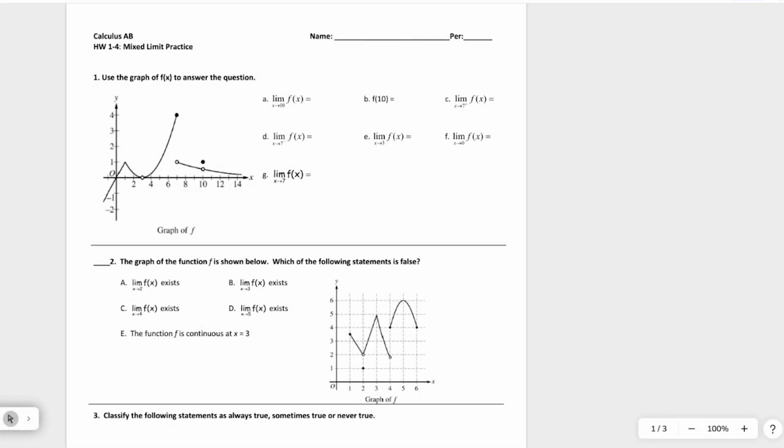Hey y'all, welcome back. On tonight's homework, we're just practicing a bunch of different limit questions. There's going to be some kind of like what we saw today in class, but a lot of this is just going to be review from earlier in this unit.